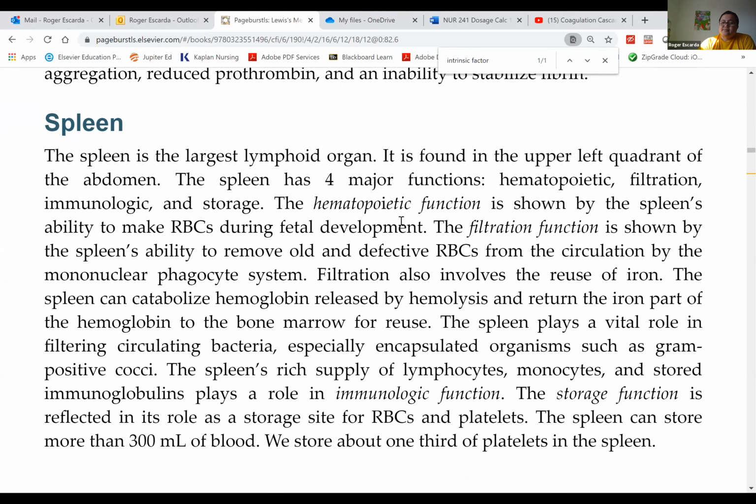Lymphatic system, the other organs here, please read on your own. The vascular system has three parts: the arterial, the venous, and the lymphatic system. All circulating. Well, the lymphatic system doesn't circulate blood, but they do circulate your white blood cells straight from the lymph nodes.